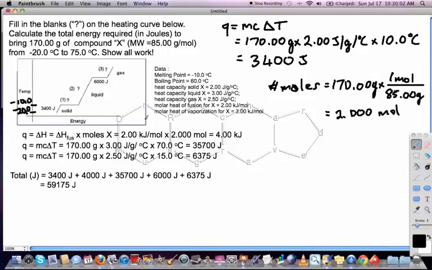Now we know the delta H of fusion, we're given that as a molar heat of fusion, 2.00 kilojoules per mole, so that would be 2.00 kilojoules per mole times 2.000 moles. That comes out to 4.00 kilojoules. So that's the energy required to take it from a solid into a liquid. Now if we've got kilojoules here, we probably want to convert that into joules, and the way we would do that is by doing this, and that's going to come out to 4,000 joules.